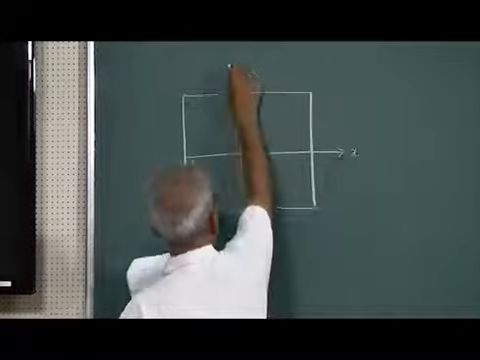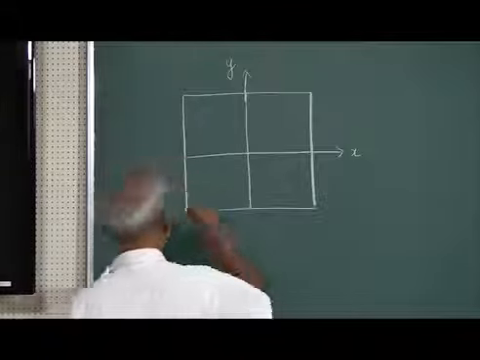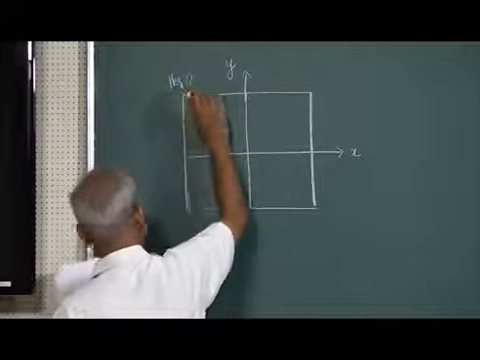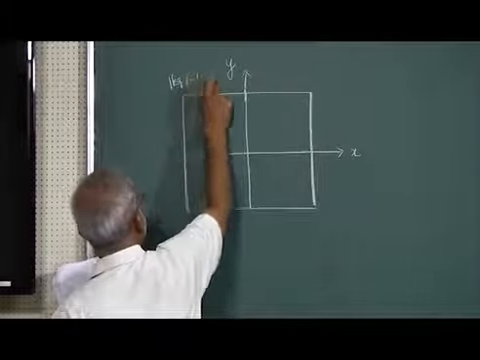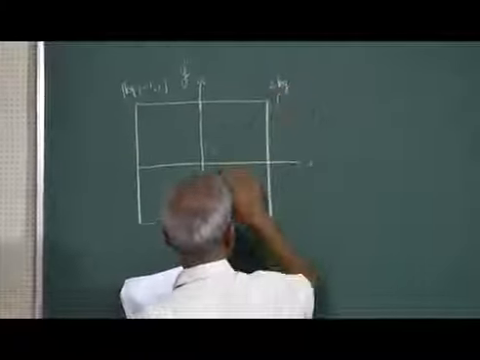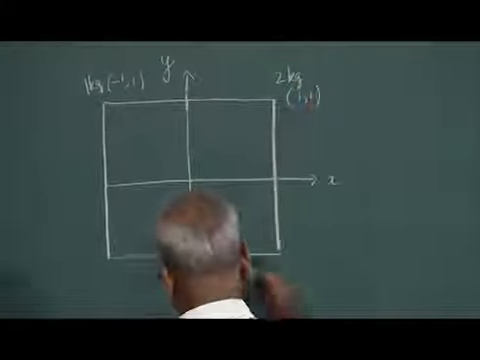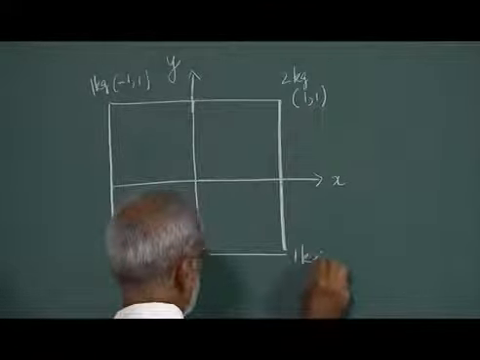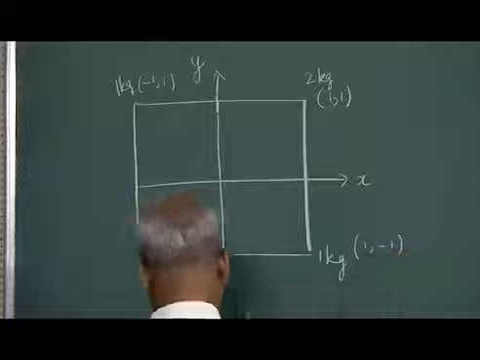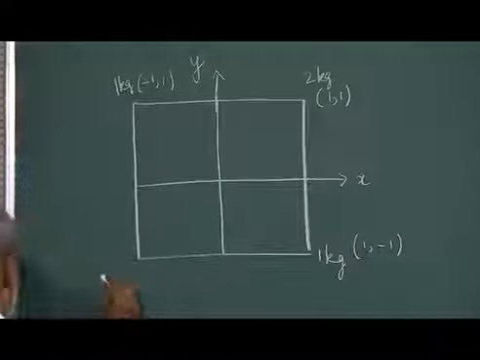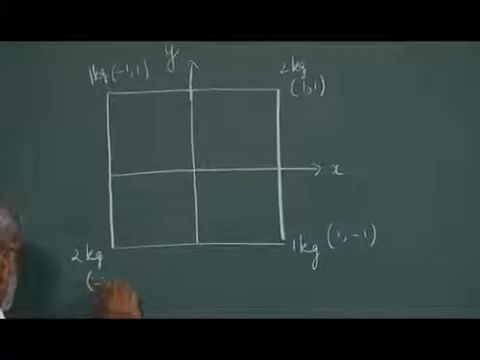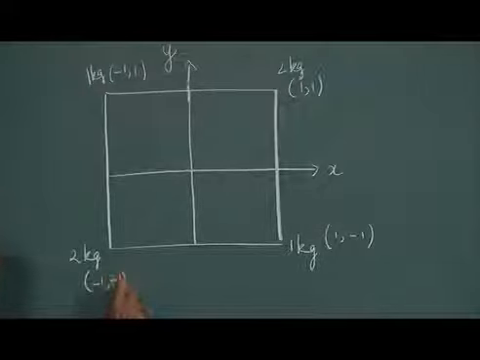This is the x axis, this is the y axis, and here it is 1 kilo, the vertex is (-1, 1), and here it is 2 kilos at this vertex, and this is (1, 1), and here it is again 1 kilo, and its vertex is (1, -1), and at this vertex it is 2 kilograms and it is (-1, -1). This problem we did.